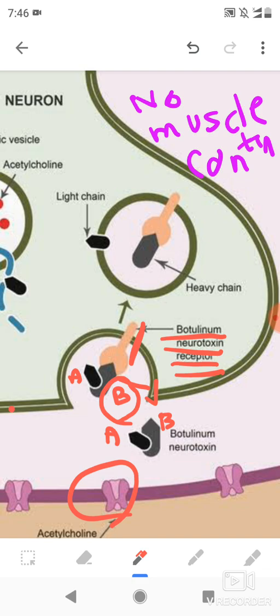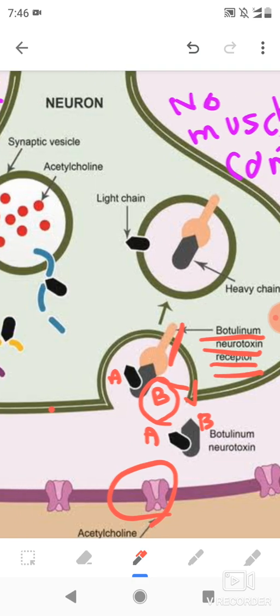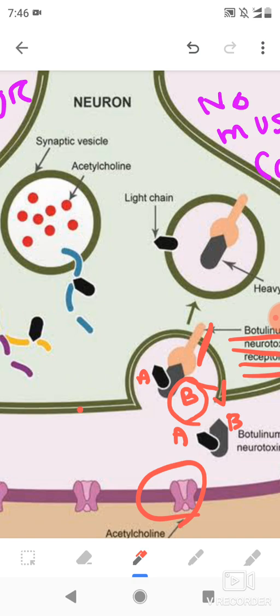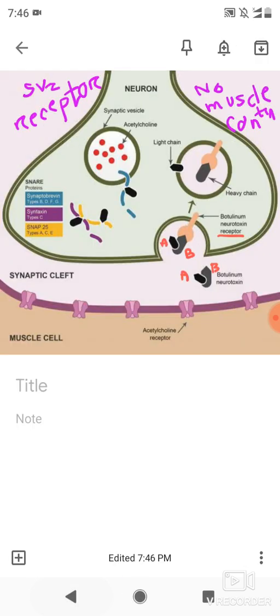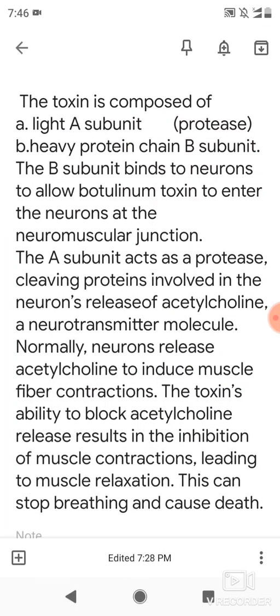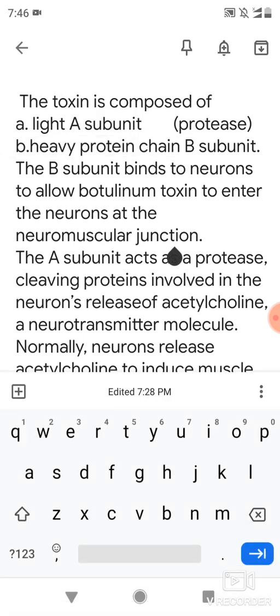Then the function of the B subunit, as I said, is binding. The next step is that the light chain is for the proteolytic activity. See, the light A chain is for the protease activity. As I said, the B component allows the botulism toxin to enter the neurons at the NM junction, that is the neuromuscular junction. So the A subunit acts as a protease.